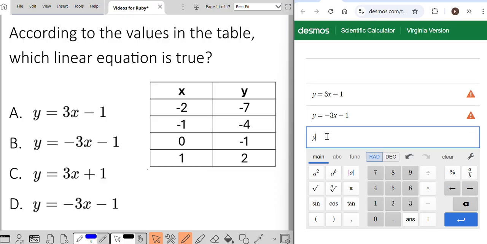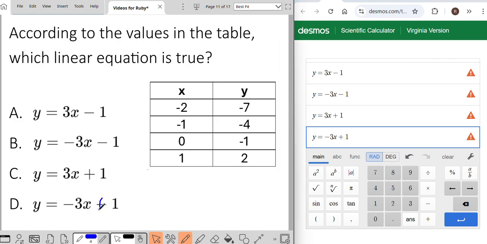Be careful to make sure you get all the differences. y equals 3x plus 1. And y equals negative 3x minus 1. Okay, so we've got 3x minus 1, negative 3x minus 1, 3x plus 1, and negative 3x minus 1 again. I think this should have been a plus here, but yeah, I think it probably should have. So let's go ahead and change that to a plus, and then we'll change it over here as well.